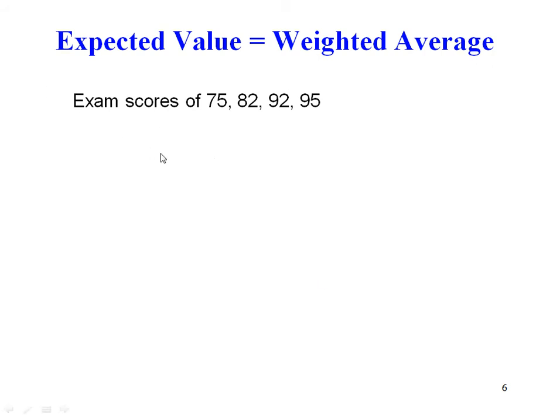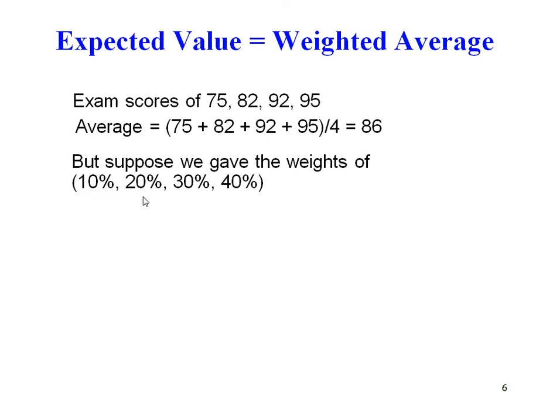Now, with exam scores, say you had the following exam scores. You had a 75, an 82, a 92, and a 95. And you wanted the average of that. Well, to get that average, you just sum them all up and divide by 4, and you have an 86, a nice solid B, so good job. Now, but say we wanted to give the weights as, well, maybe the first exam it's 10% and 20% and 30% and 40% for the fourth exam. Now, these weights sum up to 100%, so that makes sense, right? So the sum is equal to 1.